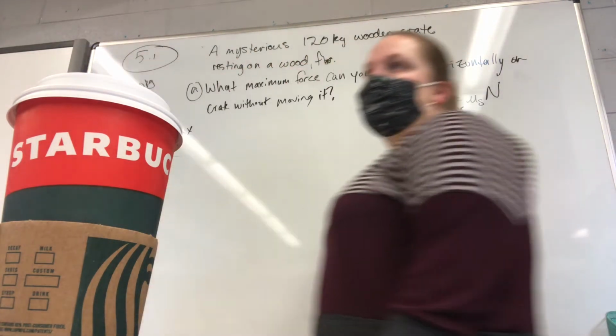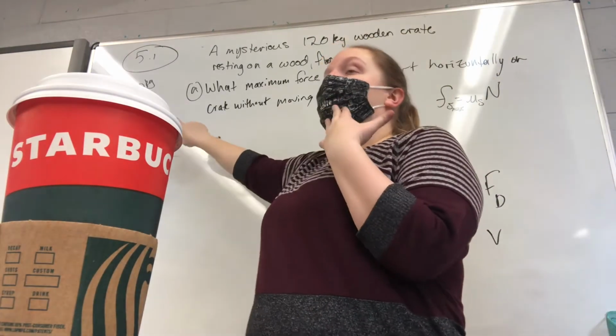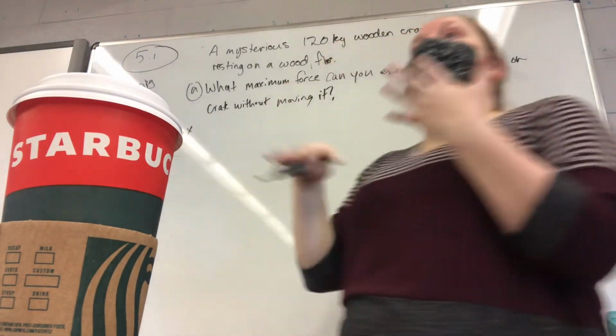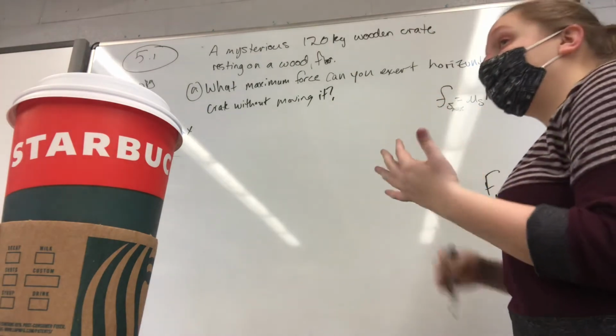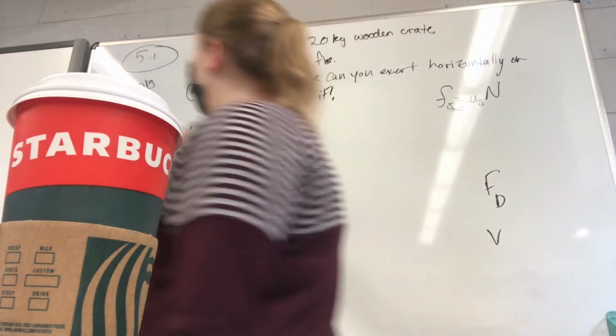Okay. So, first things first. Do you agree that this is a static friction situation? Yes, because the object is not going to move. Exactly. Do you also agree that it's a maximum static friction problem? Yes, because it does say what is the maximum force you can exert. If you exert anything beyond that maximum force, the thing will start to move. Okay. So then we've got our diagram.